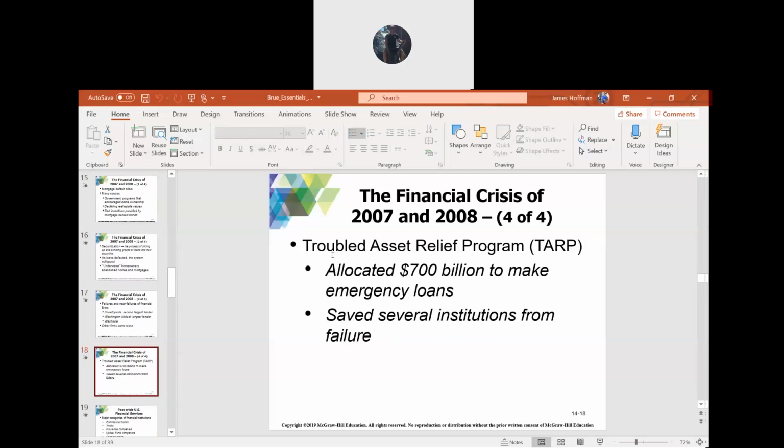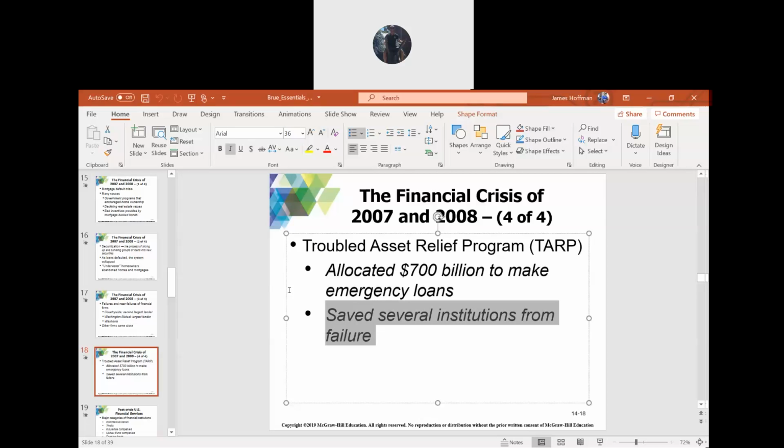And there was a huge government response, and this is the slang term of this. This was like the big bank bailout in 2008 or so, 2007, 2008. And so the Troubled Asset Relief Program, or TARP, allocated $7 billion to make emergency loans to the big banks in order to prevent the whole financial institution from going under. And some, like I said, some of the big institutions failed, but this saved a lot of bigger ones from going under. So this was the big bank bailout that happened after that banking crisis.